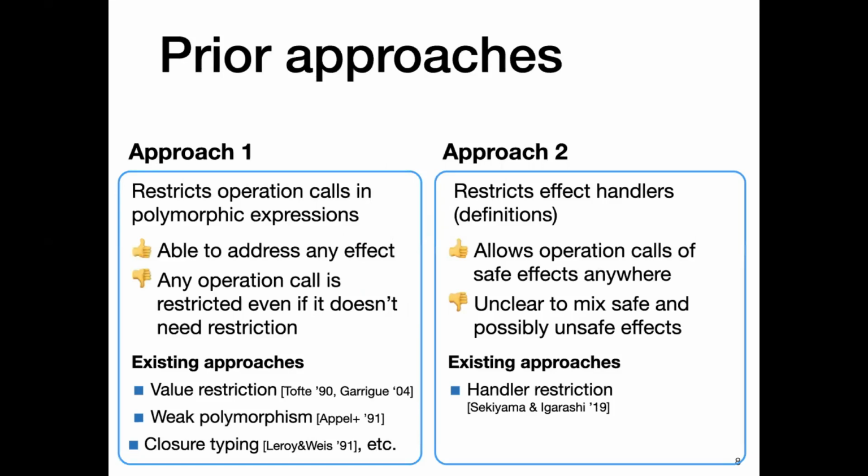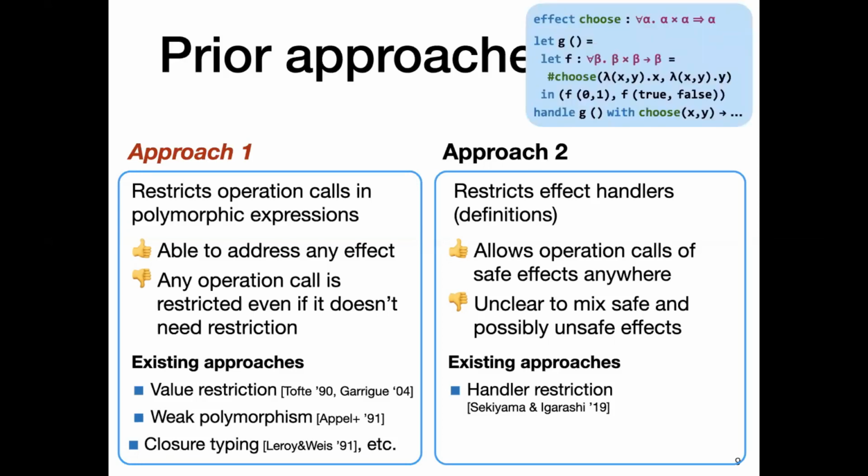But this is a classic problem, so there are many approaches to solving it. The existing approaches can be classified into two categories. The first category is restricting operation calls in polymorphic expressions. For the running example, the approaches in this category restrict these expressions because this is an operation call in a polymorphic expression. For example, value restriction, weak polymorphism, and closure typing belong to this category.